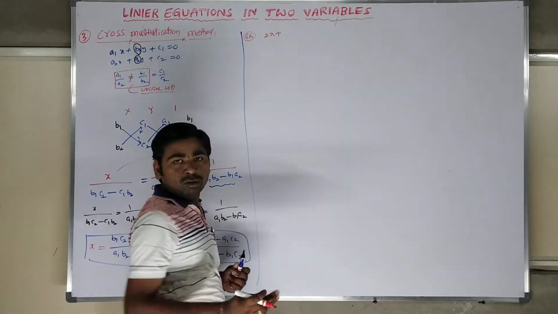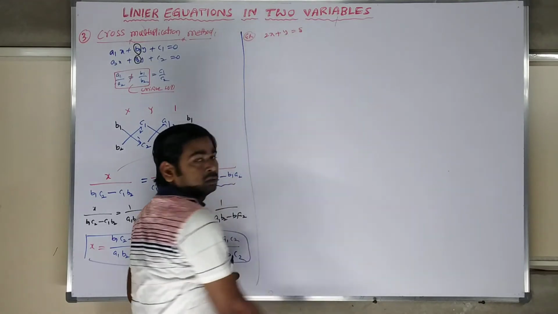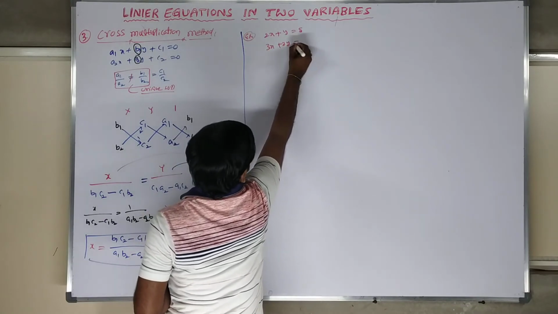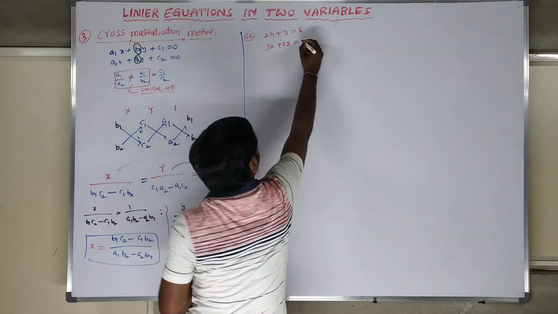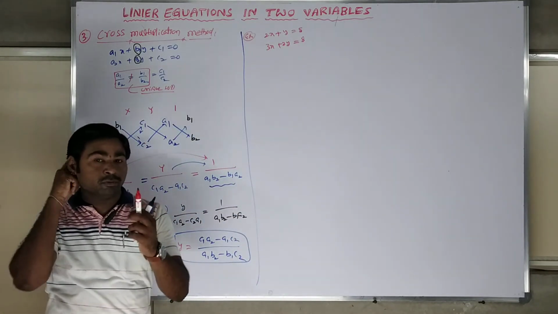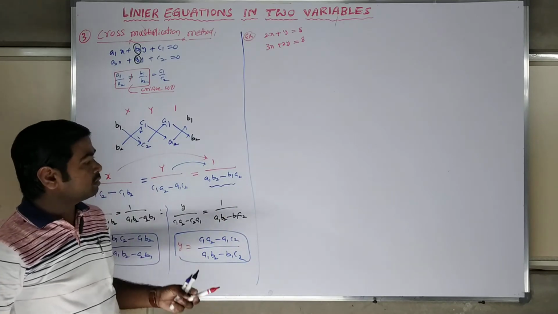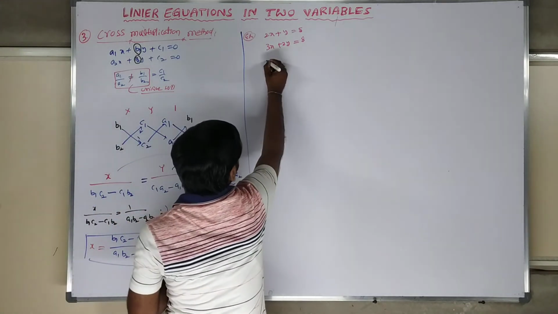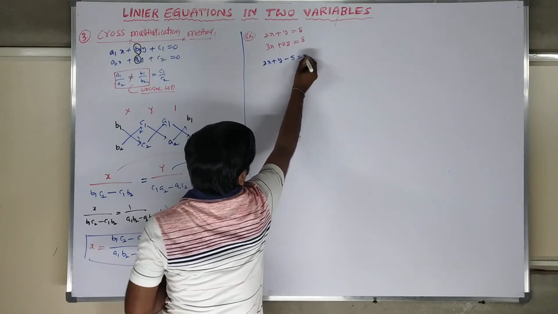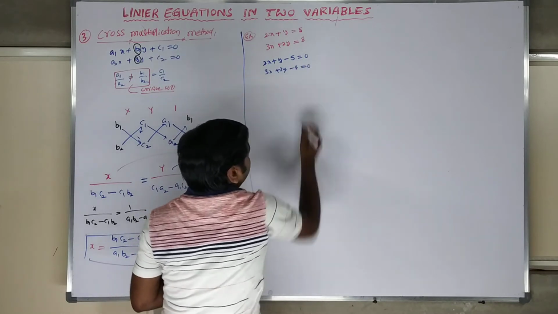The problem is 2x plus y is equal to 5, and 3x plus 2y is equal to 8. So this is the question. But when I am writing the question, you should be very clear that the right side should be equal to 0, so you should rewrite the question. Rewriting: 2x plus y minus 5 is equal to 0, and 3x plus 2y minus 8 is equal to 0.